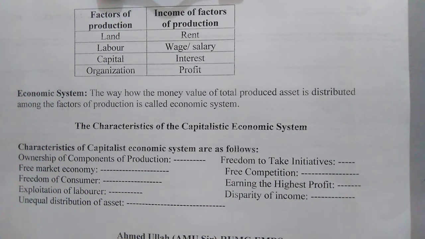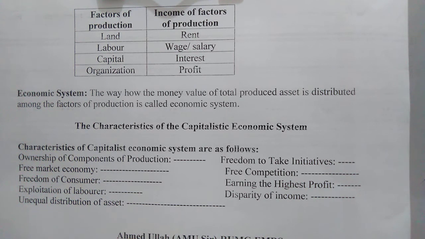The system or structure under which the ownership of factor of production is determined and the process of distribution and consumption of produced asset is accomplished is called economic system. This system forms in combination of economic function of the people and economy related organization and legal structure. That is, economic system is the way by which the factors of production are given their income, and all the economic activities are made under policy.